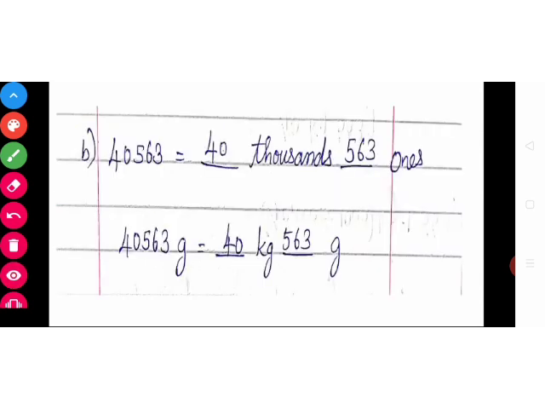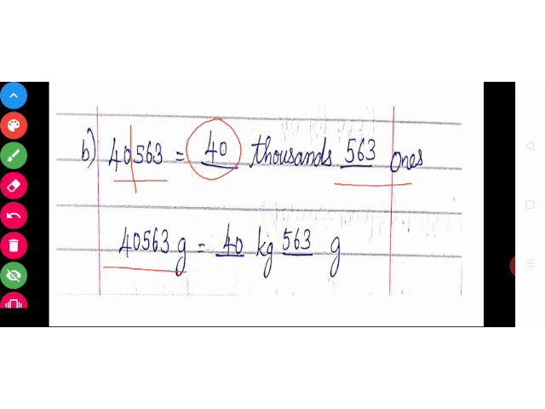And then look at another example. 40,563. In this how many thousands are there? 40 thousands. And then remaining, how many ones? 563 ones are there.